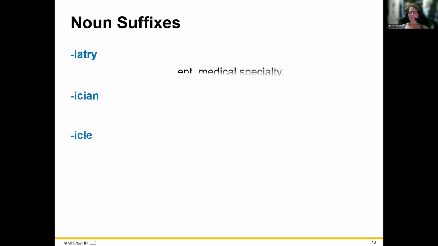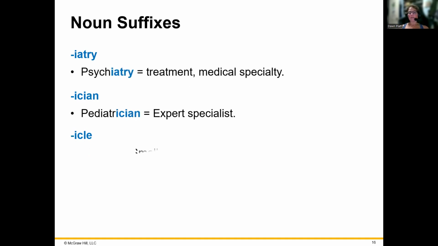Noun suffixes, these are some examples: psychiatry, pediatrician, and ossicle. So iatry is the treatment or medical specialty of psych, and psych means mind. Pediatrician, so ician is an expert specialist in children. And ossicle is a small, minute opening.